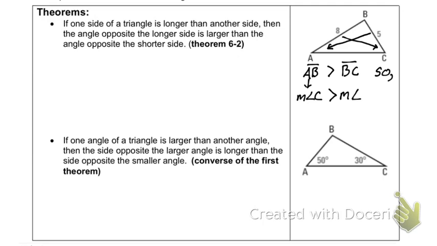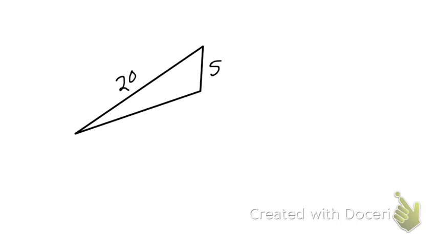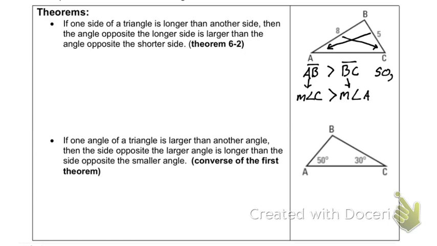Ooh. Because A is across from BC. This is the same thing as what we did here. This is just a more extreme version, a very, very obvious one is bigger than the other. So for this first theorem, all we're saying is if I have a triangle and I know the lengths of all the sides, I can order the angles from biggest to smallest. I don't know the values, but I can order them from biggest to smallest.